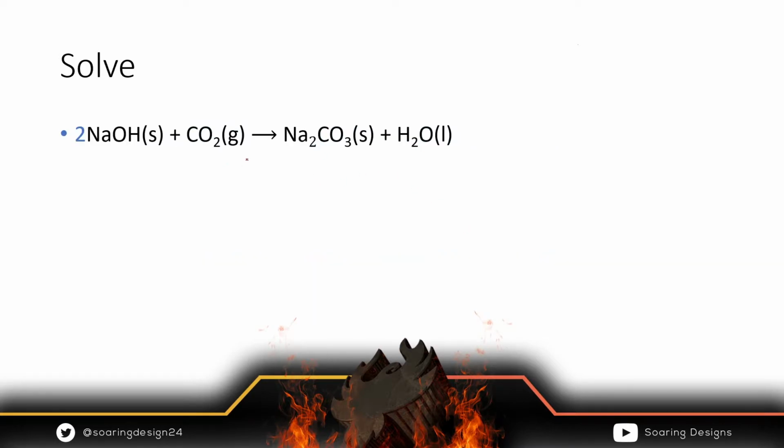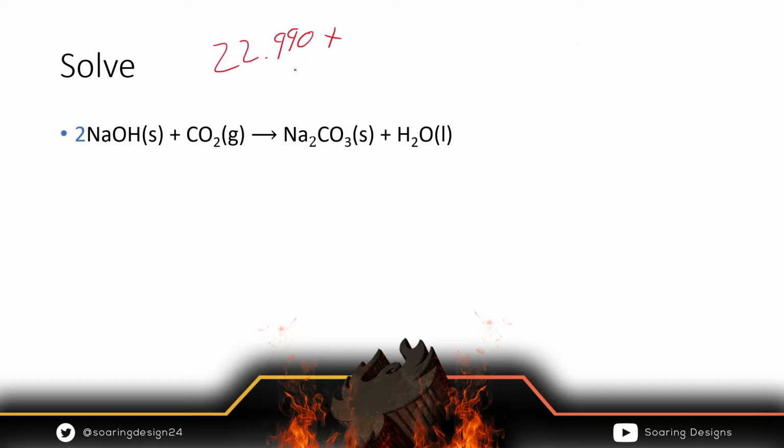Alright, now that we got our equation balanced, we're going to figure out how many molecules of each of these we actually have given our 20 grams of sodium hydroxide. First we're going to figure out the molecular weight of 1 mole of sodium hydroxide. We'll start with the sodium, which has a molecular weight of 22.990 grams, or AMU.